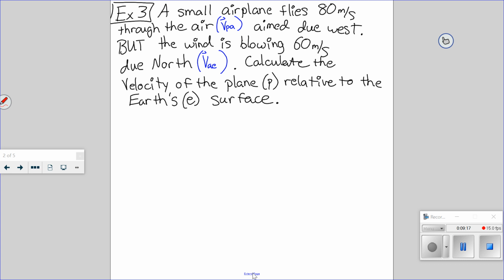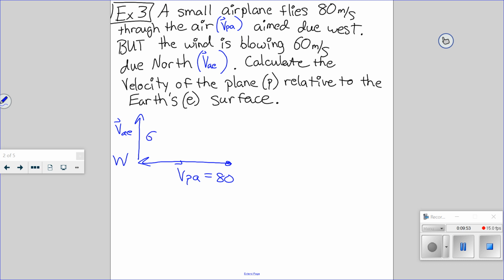So, here's what's going on. The airplane points itself due west, and we have VPA, the velocity of the plane through the air. If you like these little subscripts, then go ahead and carry on. If you don't, that's okay. But VPA is 80 to the west, and then we have nose to tail. There's the wind. There's the velocity of air relative to the Earth going north, and it's 60.